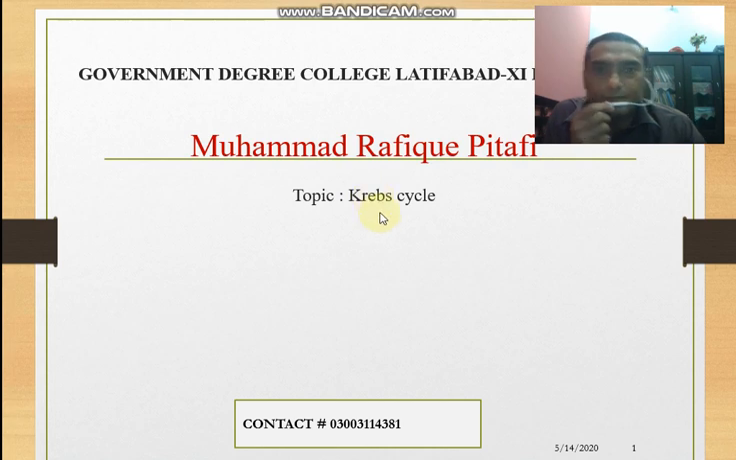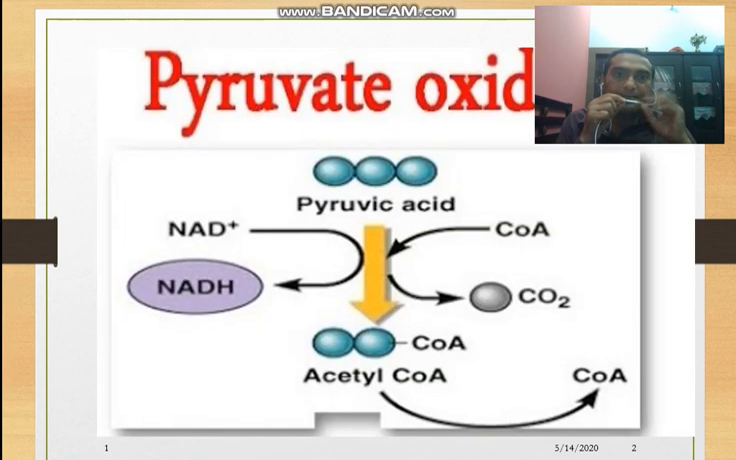Today I am going to deliver a lecture on the Krebs cycle. The Krebs cycle process especially occurs in mitochondria. This is the first step of aerobic respiration. So mitochondria is the powerhouse of the cell.